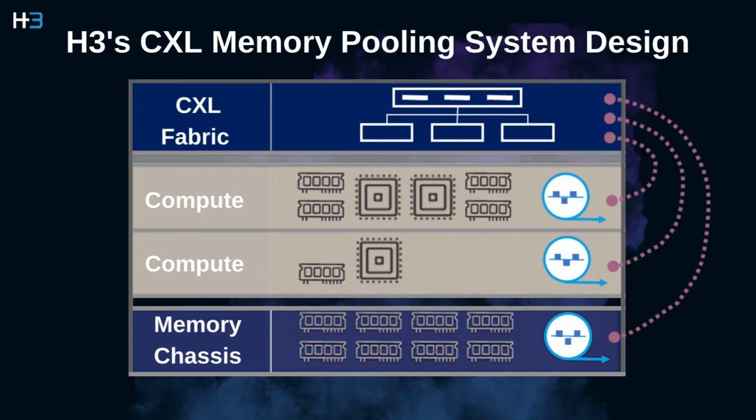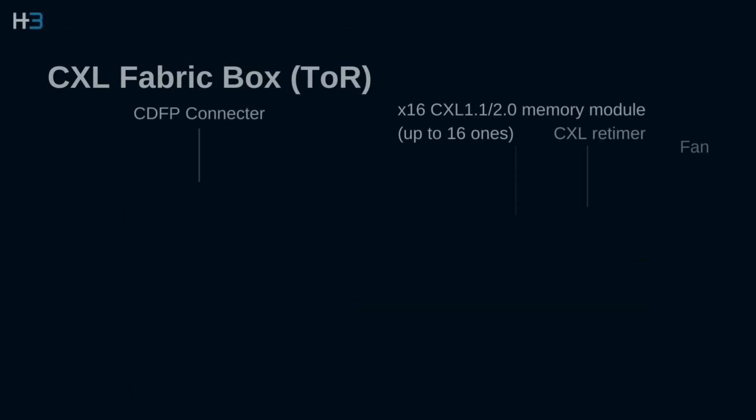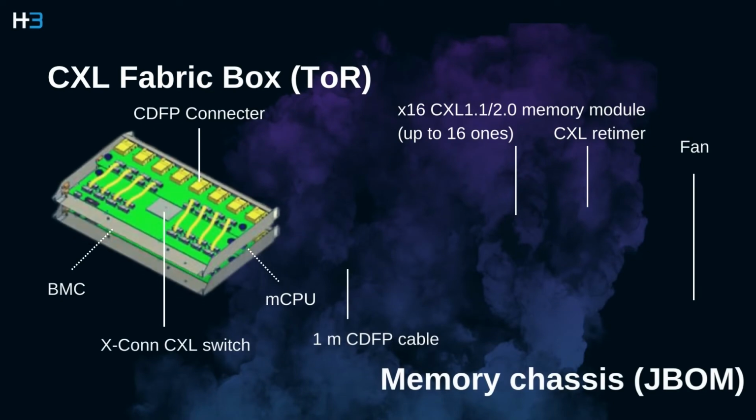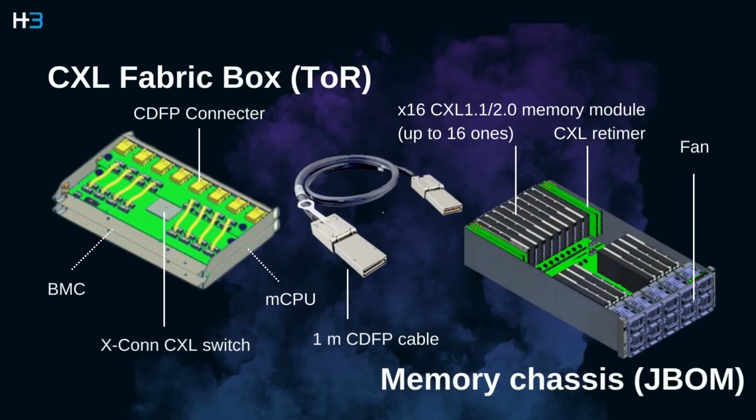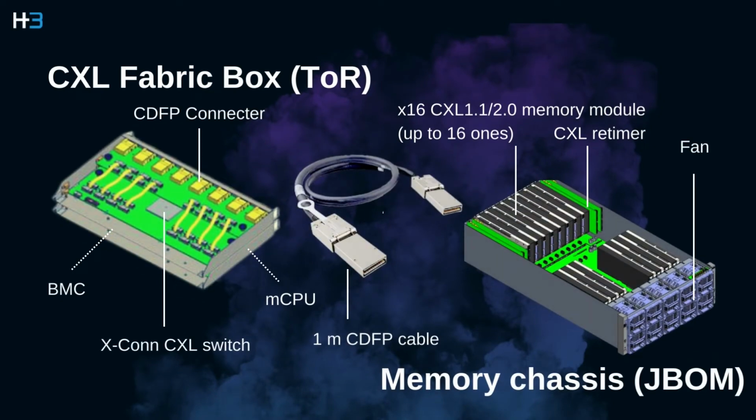The memory module chassis has 16 double wide, full length, and full height slots. This memory chassis also has 16 CDFP connectors to be connected to the Fabric box. The compute node will go through the Fabric box to the memory chassis to access the CXL memory module. As for the system components, they are the Fabric chassis, CDFP cable, and the memory chassis.